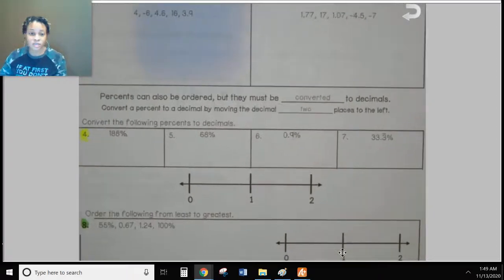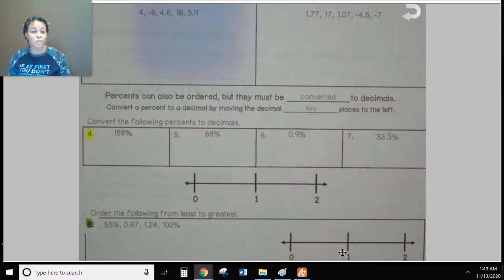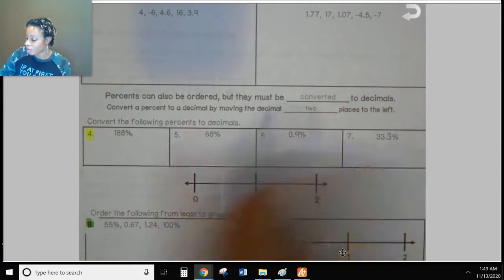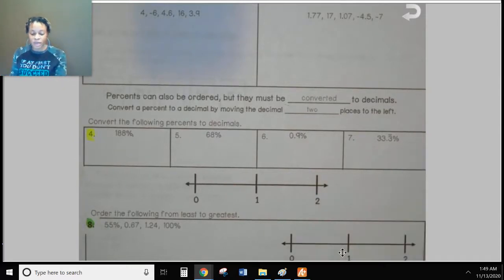So the next section that we're going to look at is percents. It says percents can also be ordered, but they must be converted to decimals because decimals are just friendlier, right? Convert a percent to a decimal by moving the decimal 2 places to the left. So we're going to be converting all of these to decimals by moving them 2 places to the left. And once I move them, then I'll take the time to place them on the number line.